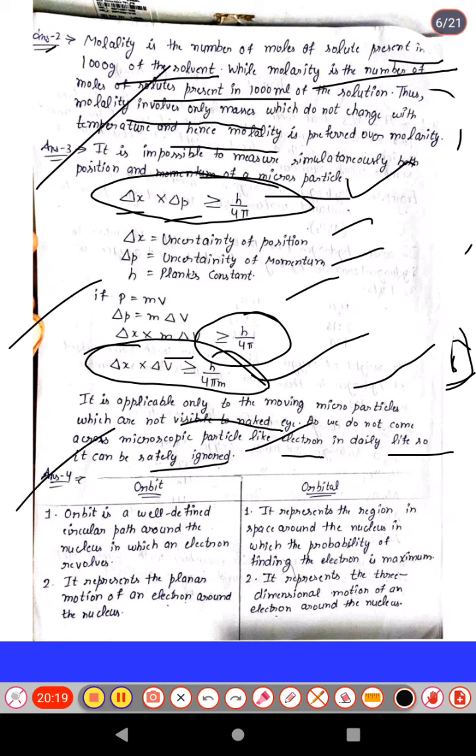Next question is the difference between an orbit and an orbital. This is also one of the most important questions. An orbit is a well-defined circular path around the nucleus in which an electron revolves, and an orbital represents the region of space around the nucleus where the probability of finding the electron is maximum.